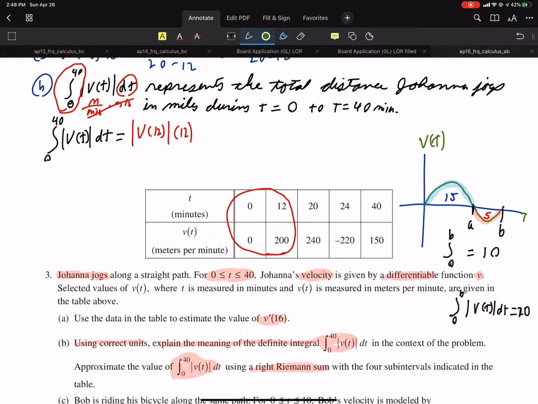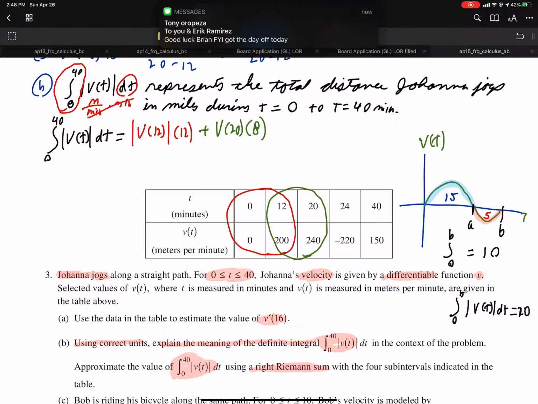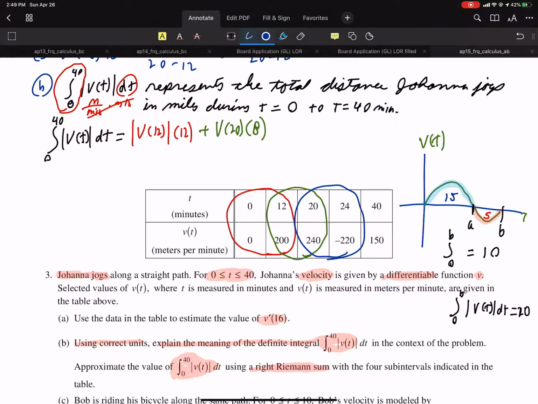My next interval will be these two. The right-hand side of that is 20. So it's v of 20 times the width, which is 8. Now you could put 20 minus 12 if you wish and not simplify that. The next interval is this one, and 24 is the right-hand side clearly. Oh, I forgot the absolute value on the previous one.